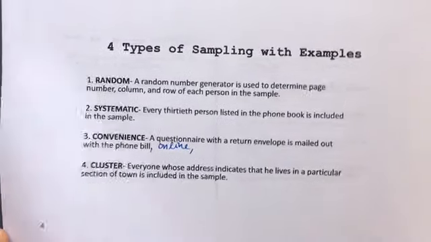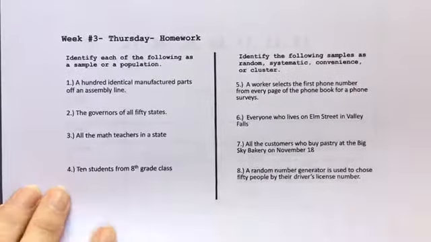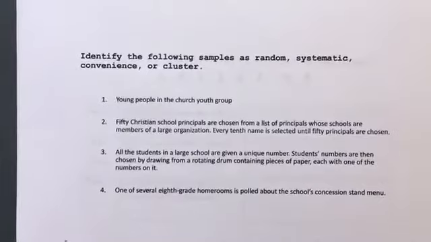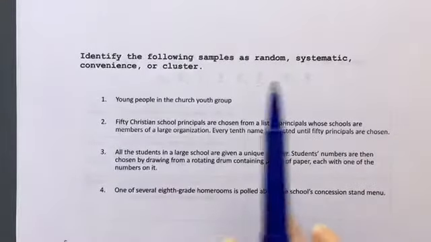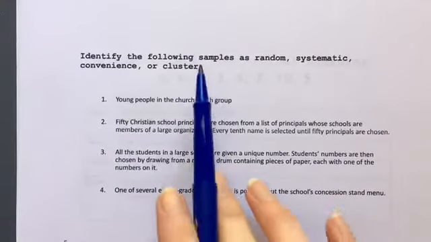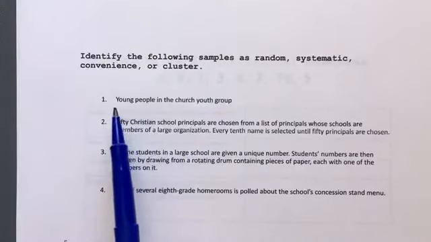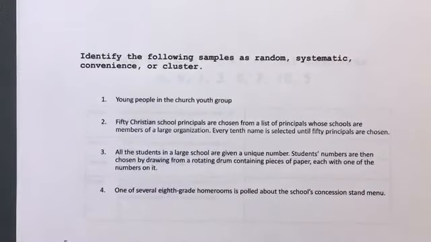So with that in mind, let's try some examples. We have 4 examples to try. We are going to decide, are these samples random, systematic, convenience, or cluster? So starting with number 1, if we asked a statistical question of all the young people in the church youth group, would that be random? Would that be systematic, convenience, or cluster?